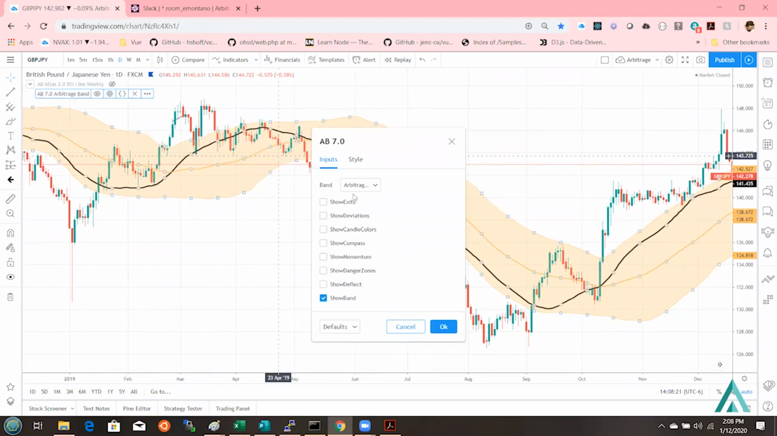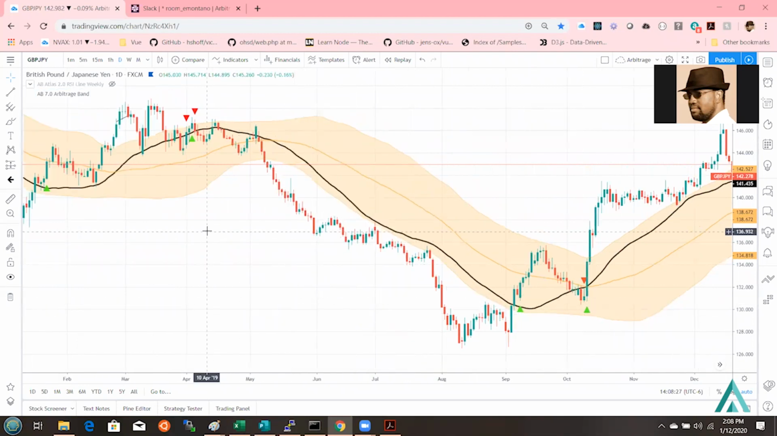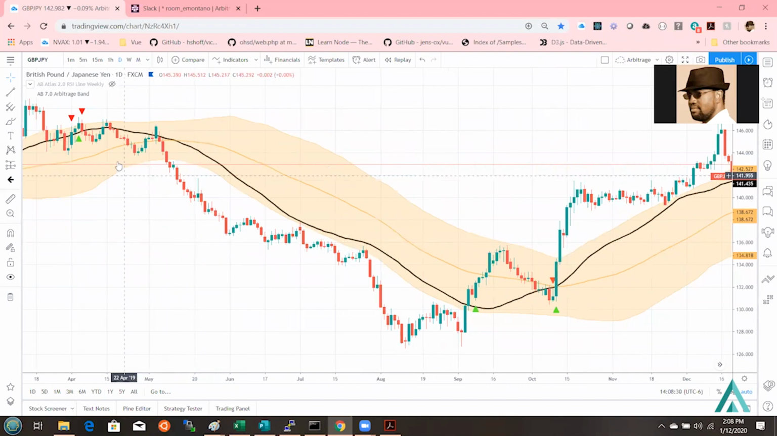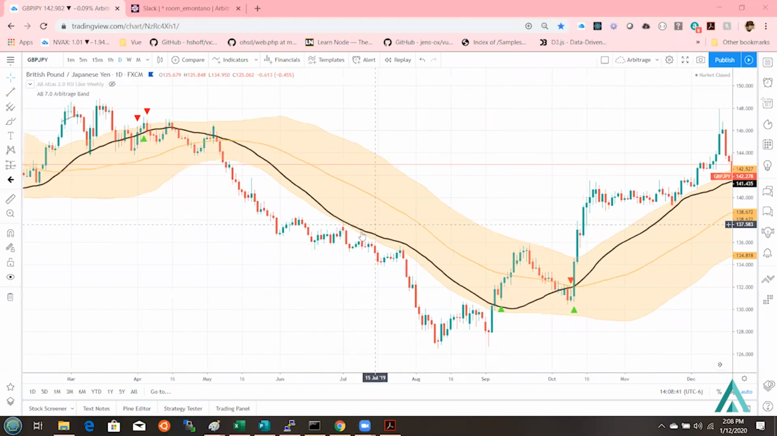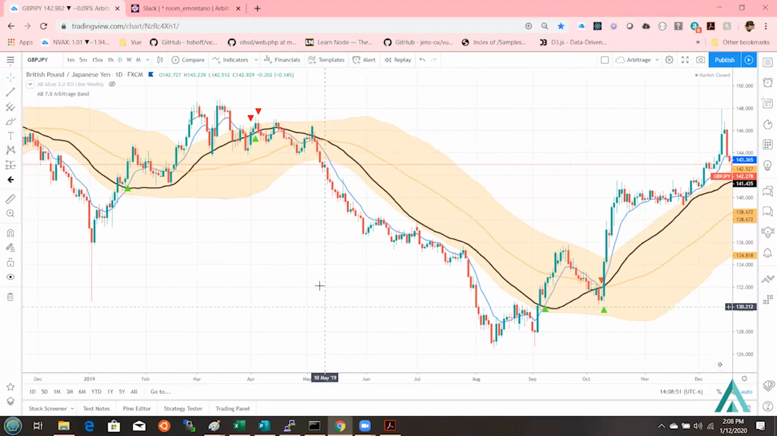Next, I'm going to turn on exits. Exits allow us to have visual cues for when we are either above or below that black line. What actually triggers our in or out in the system is what we call our compass. The compass is the heart of the system, and the compass is this blue line that I'm going to turn on here. Anytime we see the blue line underneath the black line, we should be in a sell trend. Anytime we see this blue line above this black line, we should be in an uptrend.